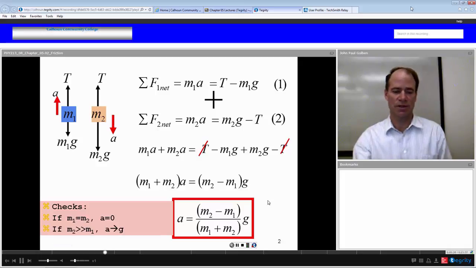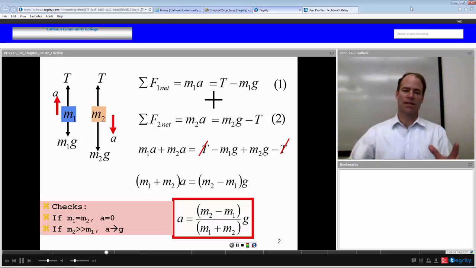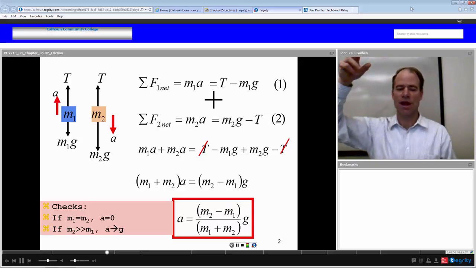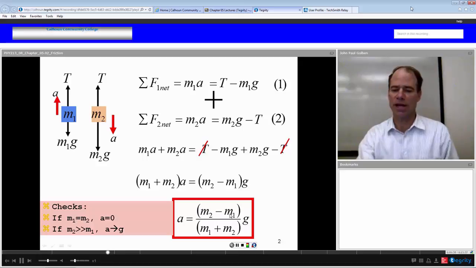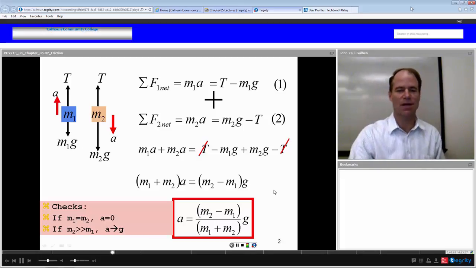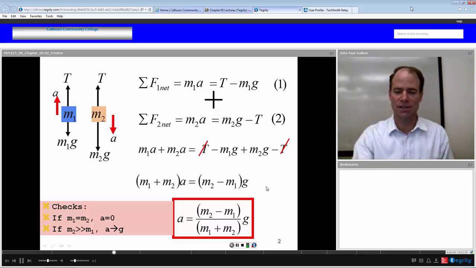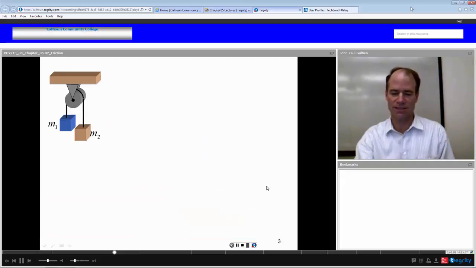It wouldn't move. If mass 2 were a lot bigger than mass 1, this thing would just basically fall according to gravity. And I can see from my acceleration, if m2 were a lot bigger than m1, infinitely bigger, say, then I'd end up with mass 2 over mass 2, basically, which would be 1, and my acceleration would be g. So it would just go like that. So that makes sense. It's always good to check these things with extreme conditions to see if they make sense.